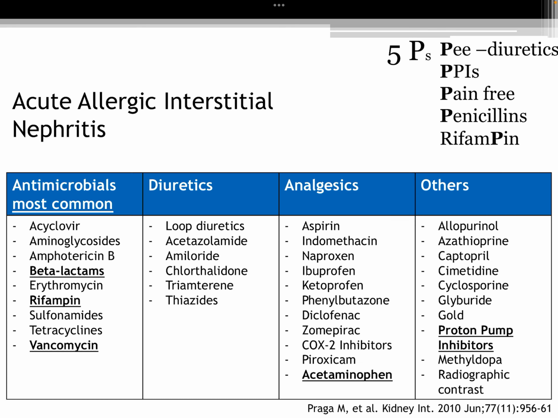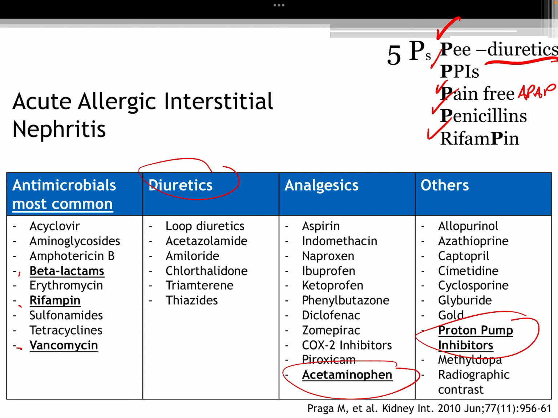So your 5 Ps are penicillins, diuretics, PPIs, pain meds, and you can really think about this as Tylenol, penicillin, and rifampin. So the 5 Ps are listed here. Some of the drugs that can cause acute interstitial nephritis are listed here, but I do want you guys to focus on those 5 Ps.